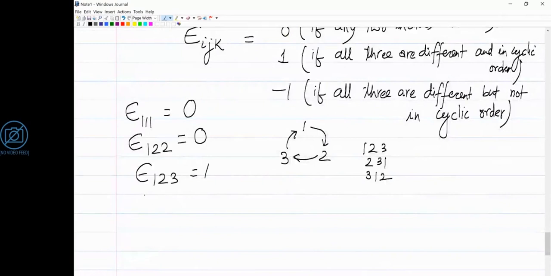Okay. So these are all cyclic combinations, and so all three of them will give you 1.